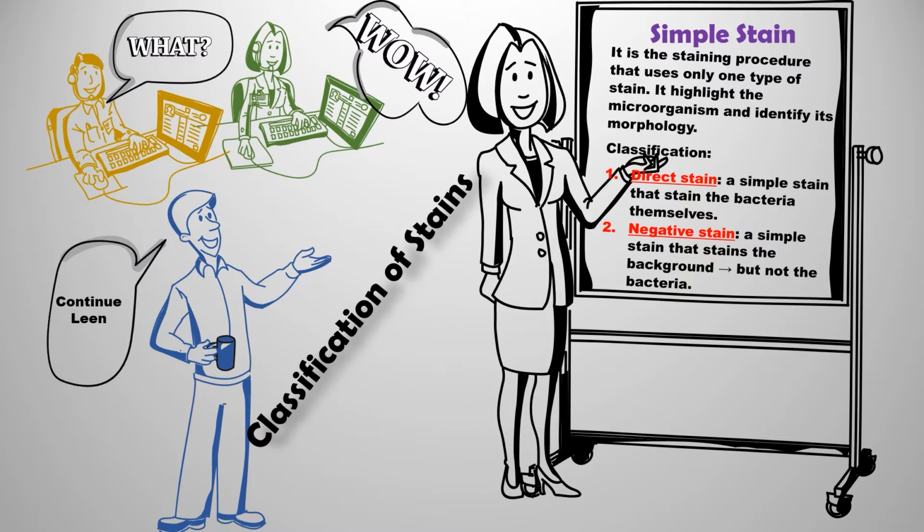But when it is a negative stain, that means the bacterial cells are transparent, while the background or the field is colored. So this is the main difference. In direct stains, we apply the stain directly on the bacterial cell, and the cell itself becomes colored. While in negative stains, we apply the stain to the field. The bacterial cell remains colorless, while the background takes the color of the chromophore or of the stain.